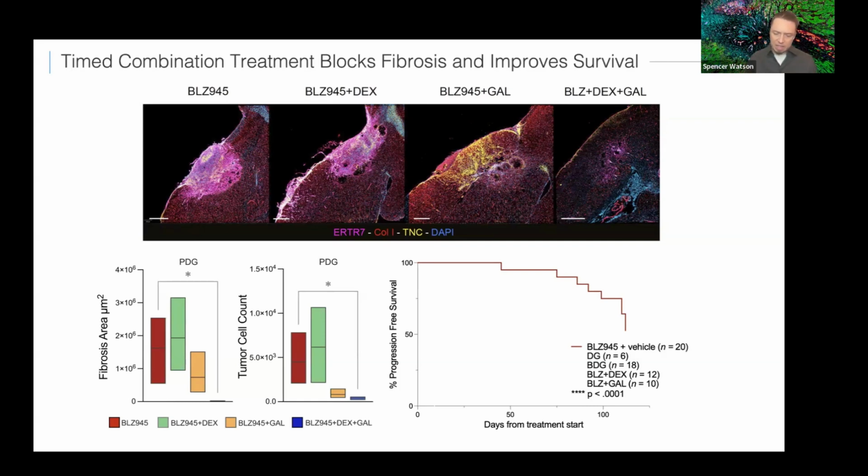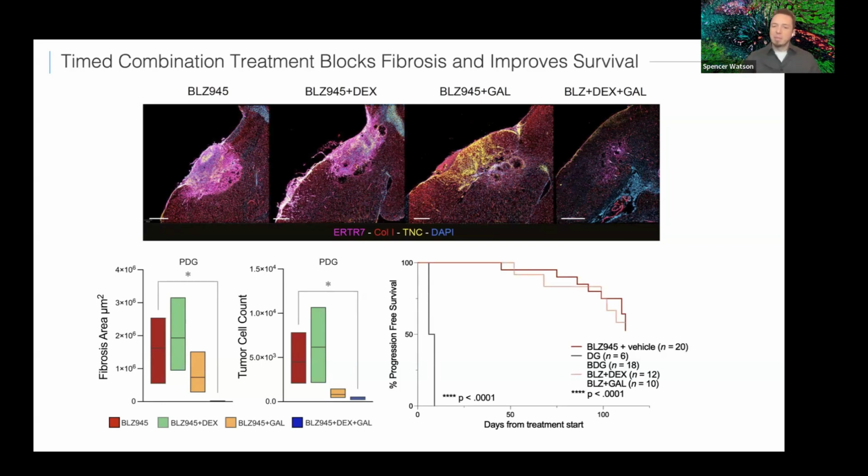Based on this, we did a long-term progression-free survival study where we tested all of these combinations of agents. Here with the red line, you can see this is BLZ945 on its own, and similar to before, we're getting about 55% survival. When we add dexamethasone and galunisertib on their own, so no BLZ in this case, you can see that this does nothing in terms of survival. Unfortunately, they die very fast, as if we were only giving them vehicle.